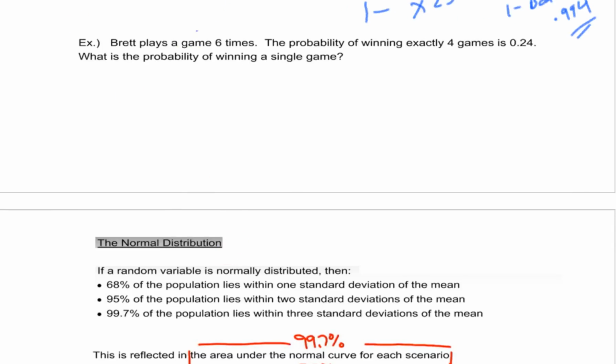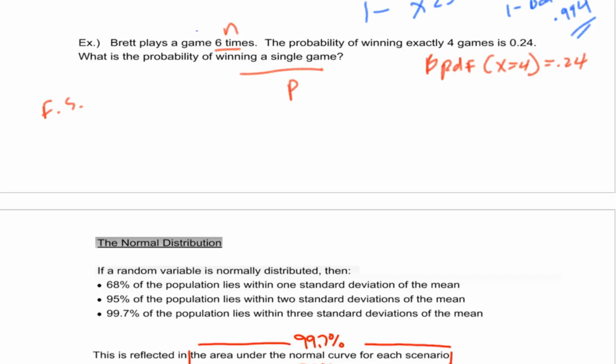Brett plays a game 6 times. Already got my N. The probability of winning exactly 4 games is 0.24, with the probability of winning a single game. So I know the probability binomial PDF of x equals 4 is 0.24. But I actually don't have what P is. So I'm missing something. So I'm going to use a formula.